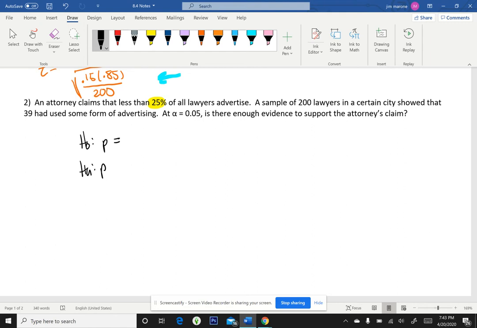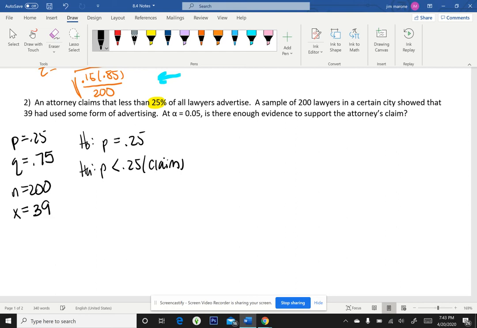So an attorney claims that less than 25% of all lawyers. This is probably going to be my claim because it says it. So P is equal to 0.25, which I know right away that Q is 0.75. A sample of 200 lawyers, it just happens to be the same N as the last problem. And X is 39. At alpha equal to 0.05, is there enough evidence to support the attorney's claim? This problem says support. That means that the alternate hypothesis is the claim, because support is always talking about the alternate hypothesis.